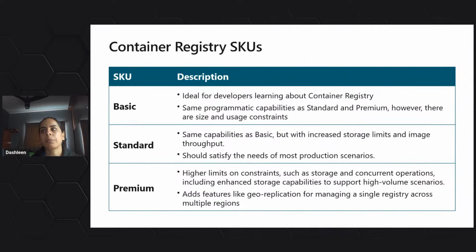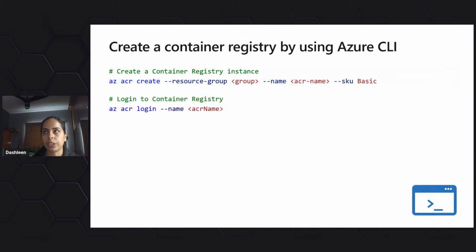Standard has all the capabilities of basic, but it has more storage limits and image throughput. Premium is when we need geo replication across different locations or data centers, and it has more enhanced storage capabilities to support high volume scenarios. So these are the three offerings from the container registry.